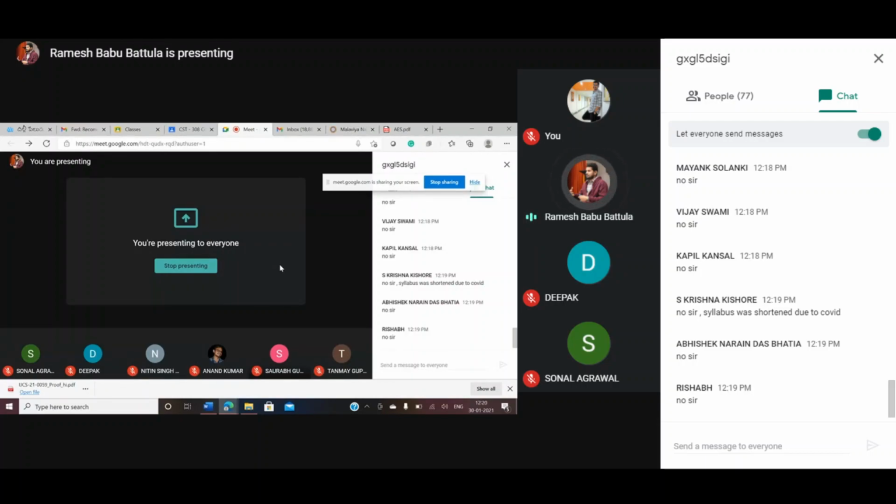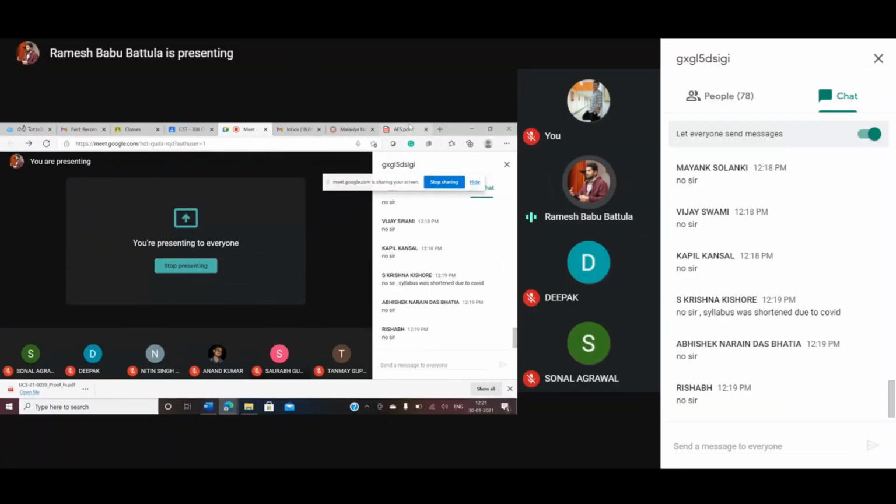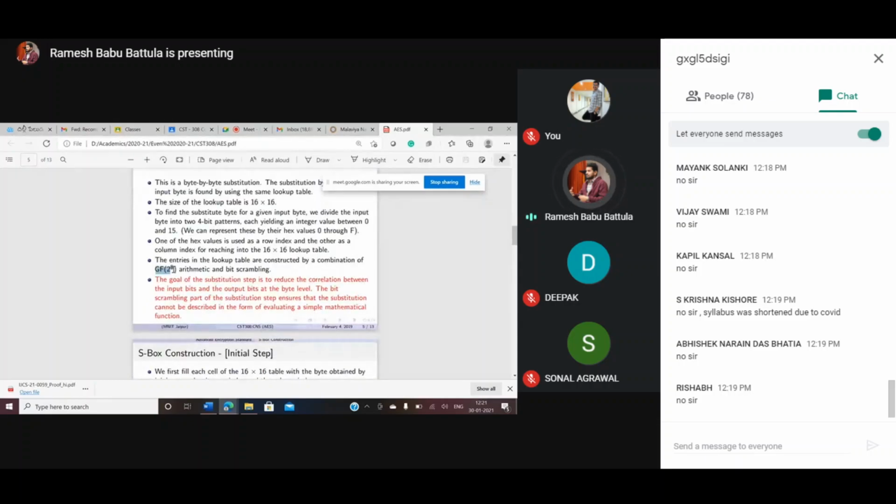Why? Because a substitute byte operation is required to create one S box. That S box they designed based on the finite field concept only. In the finite field, there is one typical concept called a Galois field. That's why in the slide you might have observed what was written here, GF of 2 to the power 8. GF means Galois field, and 2 to the power 8 is what we are going to choose to work on.